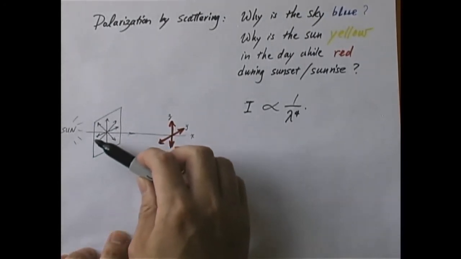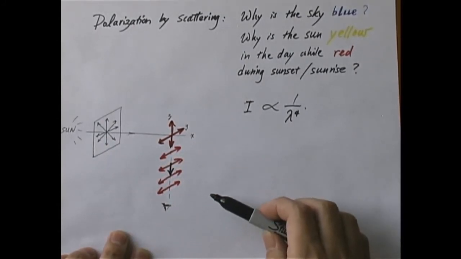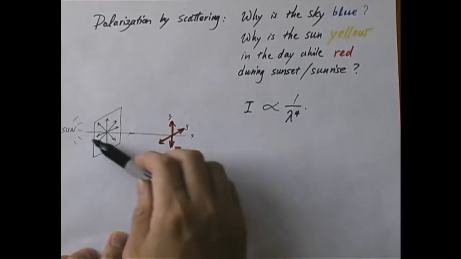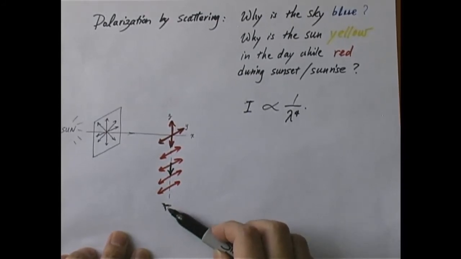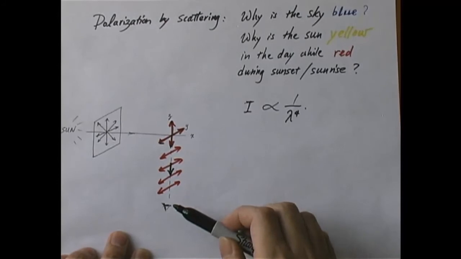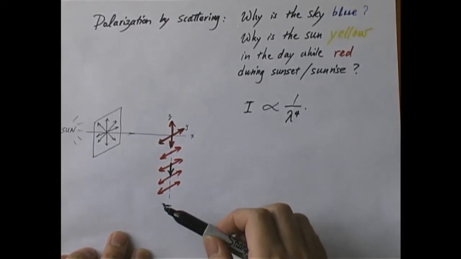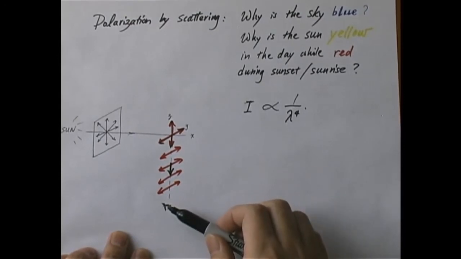Red, green, yellow, blue, and so forth. But those with longer wavelengths can go through more easily. Those with shorter wavelengths get scattered more frequently. That is why, when you look at the sky away from the sun, you see a color distribution towards the shorter wavelengths, because the shorter wavelengths get a greater amount of scattering.